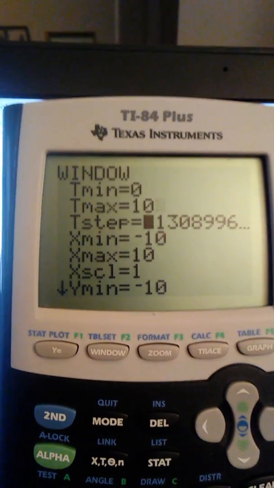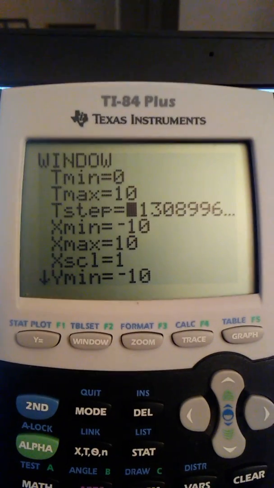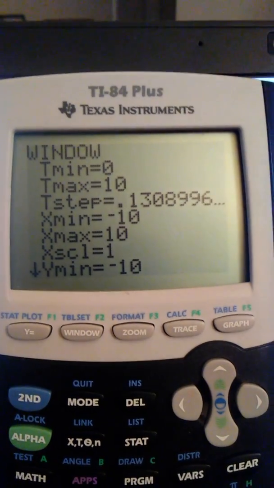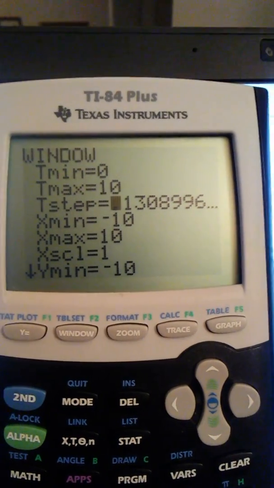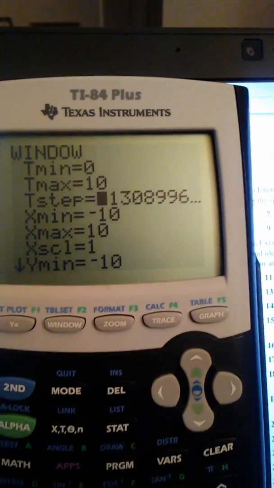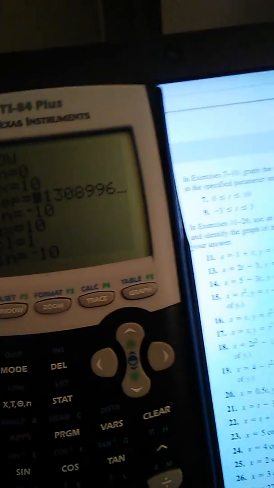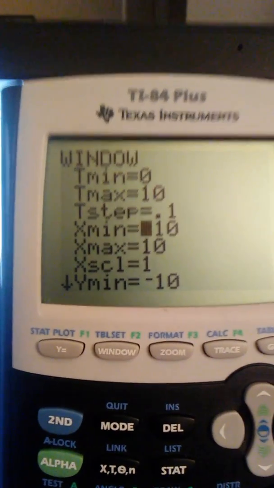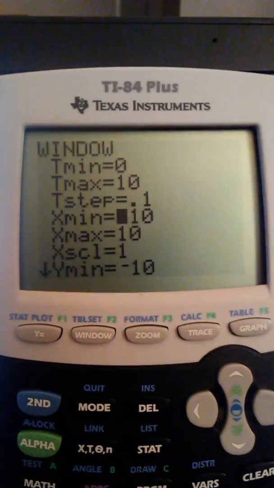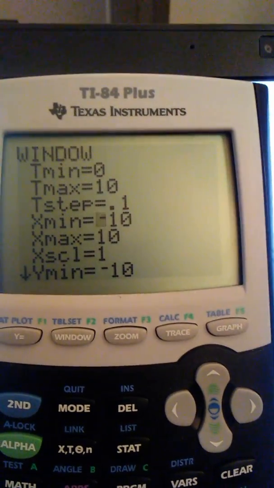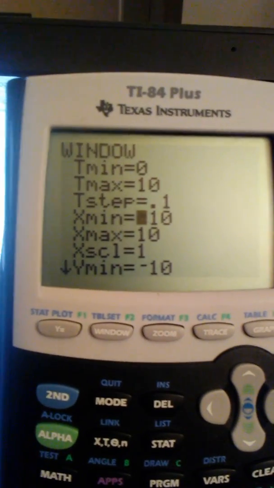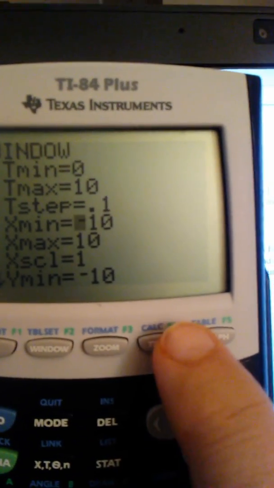I'm always going to use 0.1 for t-step. Basically that tells us how many dots you want to see for your graph, and it puts them real close together. So I'm going to put 0.1. And remember we said the x and y settings were 10 and 10 and 10 and 10, so we're going to leave all those 10s there. Now I'm going to hit the trace button again.